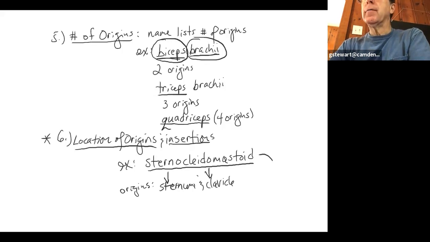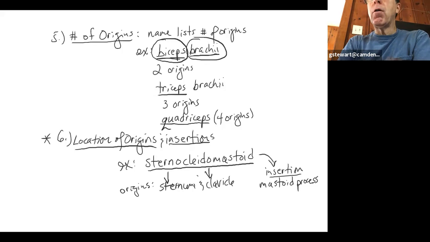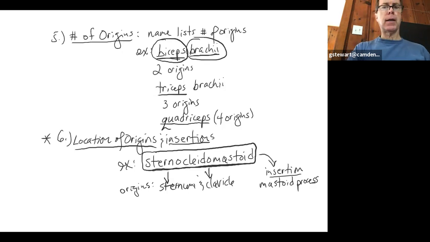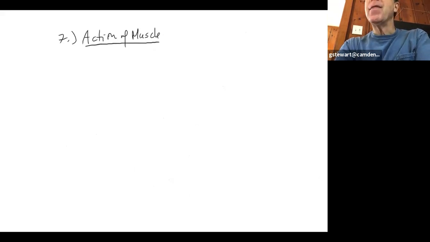And the insertion is the mastoid process of the temporal bone, up right behind your ear. So this long name of this muscle tells us exactly where the origins and insertions are located. And finally, number 7. Last but not least is the action of the muscle. Some muscle names describe the action in the name itself.